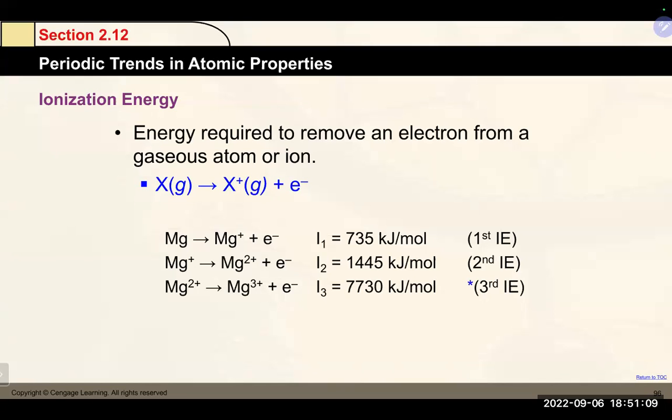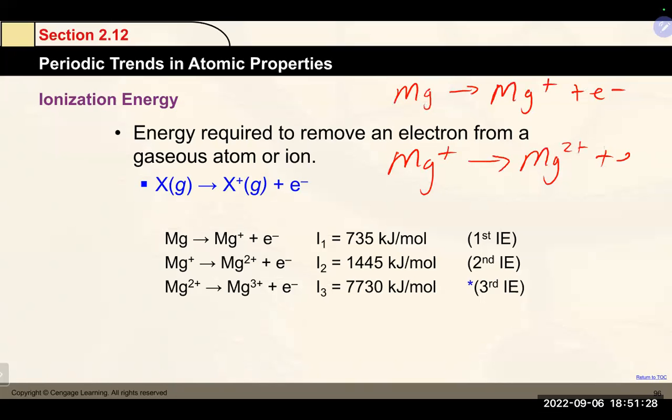So if we had something like our friend magnesium, the first thing that would happen is magnesium would ditch an electron and it would come off. The next thing that would happen is that magnesium that lost an electron would then lose a second electron. Then the second electron, we would lose a third electron and so forth. Every time an electron comes off, the energy required to do that is what is known as the ionization energy.